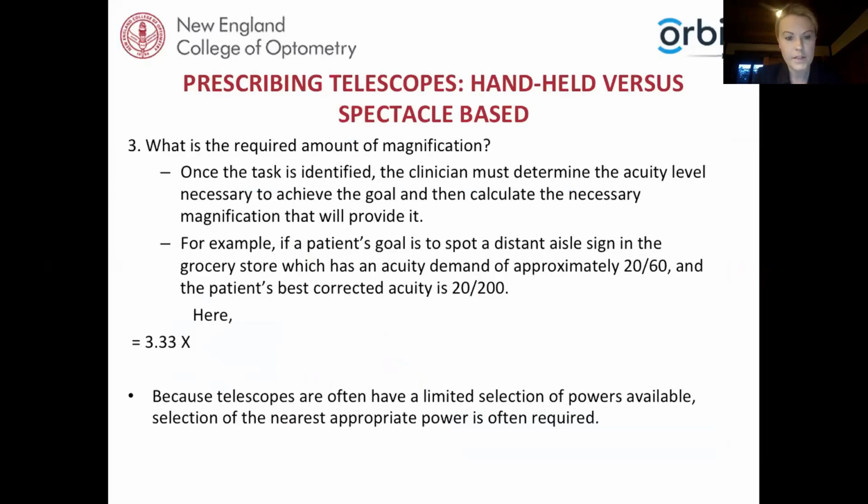The last thing we have to think about is, what is the required magnification that we need in our telescope to prescribe? The required magnification, again, is going to be a ratio of what we need and what the demand for the task is. So in this case, if we have a 20/200 patient, but they need to read a sign that demands a 20/60 acuity, 200 divided by 60 gives us a need for a 3x telescope.